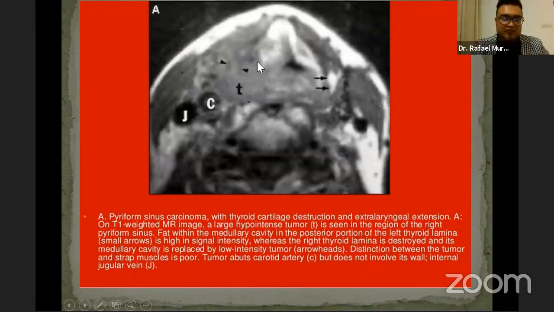This is a case of a piriform sinus carcinoma, which is thyroid cartilage destruction and extralaryngeal extension. On T1-weighted images, a large hyperintense tumor is seen in the region of the right piriform sinus, which is described in the arrowhead. It has high signal intensity, whereas the right thyroid lamina is destroyed and its medullary cavity is replaced with a low intensity tumor. So distinction between the tumor and the strap muscle is very poor. So we can see the distortion of the hyperintense fat plane. The tumor abuts the carotid artery but does not involve its wall, which is very important for the surgeon, whether the artery is affected by the mass or not. Next slide, please.